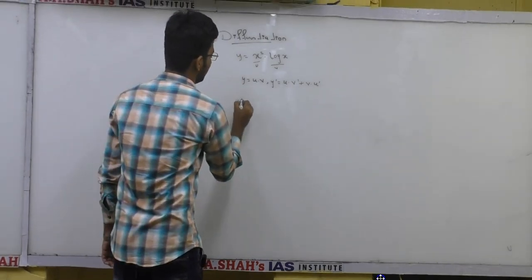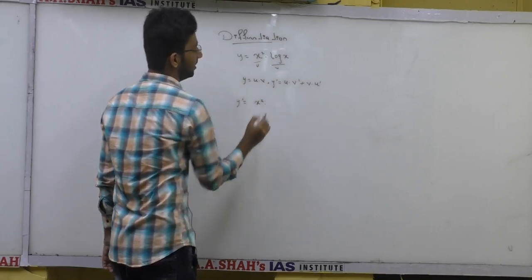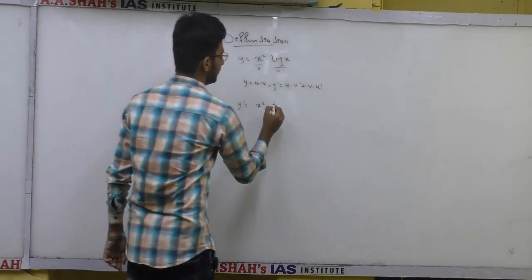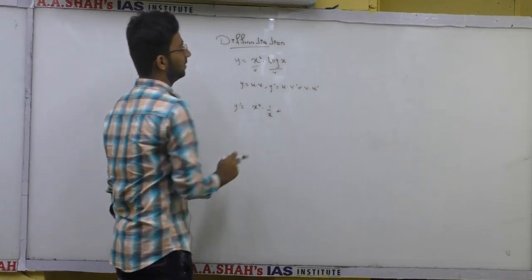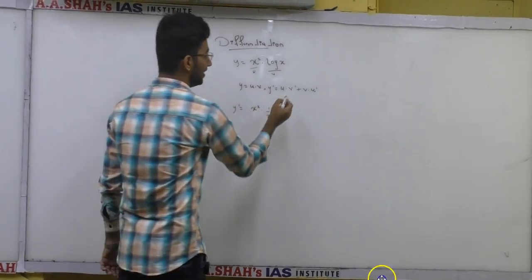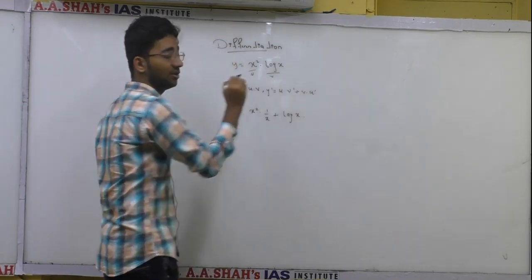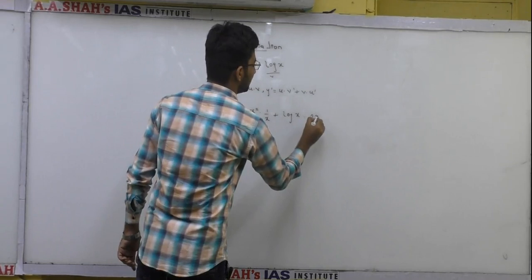So y dash will be u, which is x square, multiplied by v dash, meaning derivative of v. So the derivative of log x is 1 upon x, plus. Now v is again log x. So only v is there, so don't write the derivative of that log x. Into, now we have to write u dash. The derivative of u, x square, is 2x.